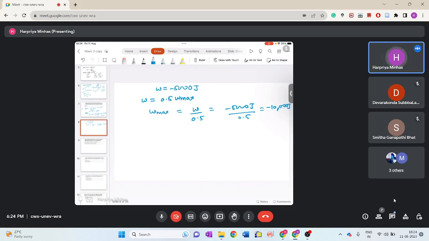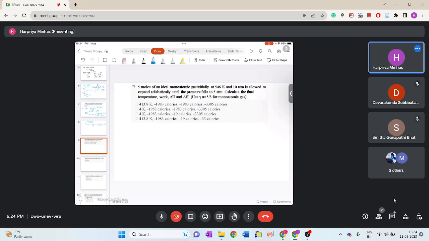Okay, let's move to the second question. It states that 5 moles of an ideal monoatomic gas initially at 546 Kelvin and 10 atmosphere is allowed to expand adiabatically until the pressure falls to 5 atm. Calculate the final temperature, work, del U and del H, and the gamma is given for the monoatomic gas. So here we have to find the final temperature, that is T2, and then work, then del U and del H.